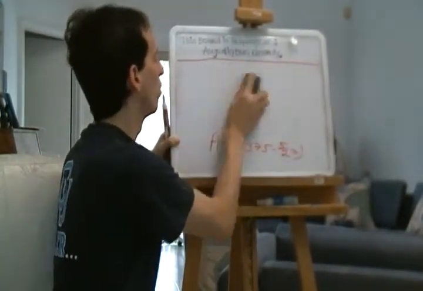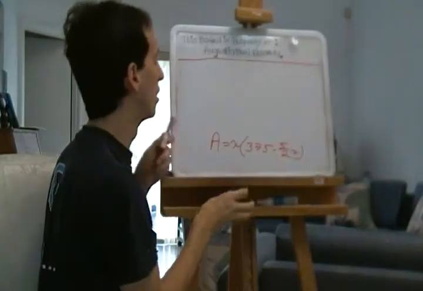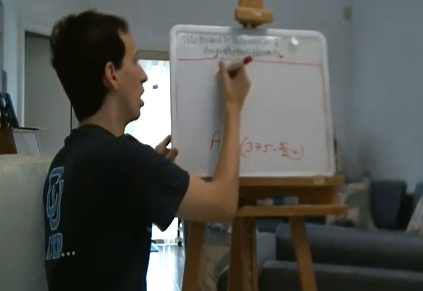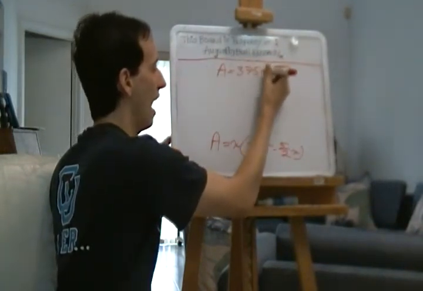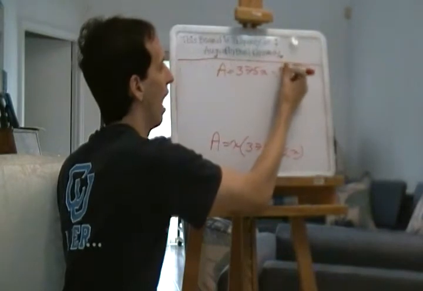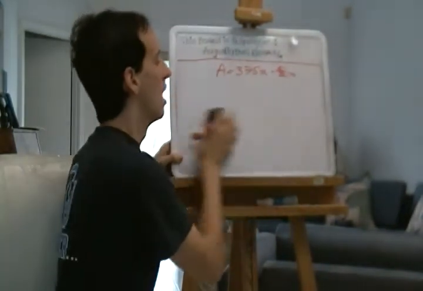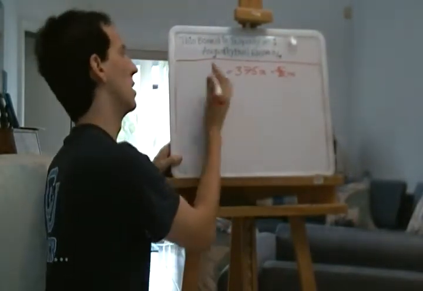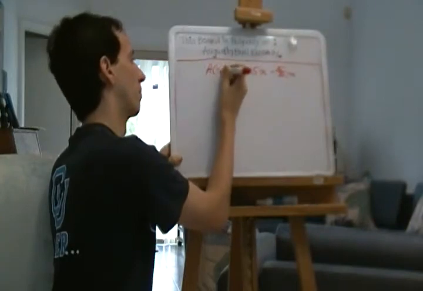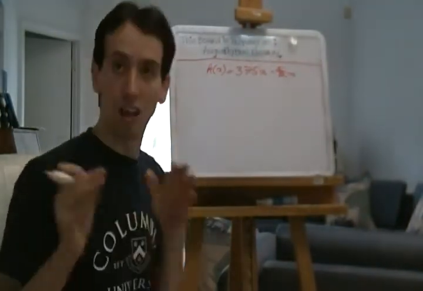Alright, so what are we going to do with our one variable? It's pretty simple. We're going to distribute this through. A equals 375x minus 5 halves x squared. That's area. And we'll call this A as a function of x, because that's basically what it is at this point. Okay, so that's our function. That's our area function. Great.